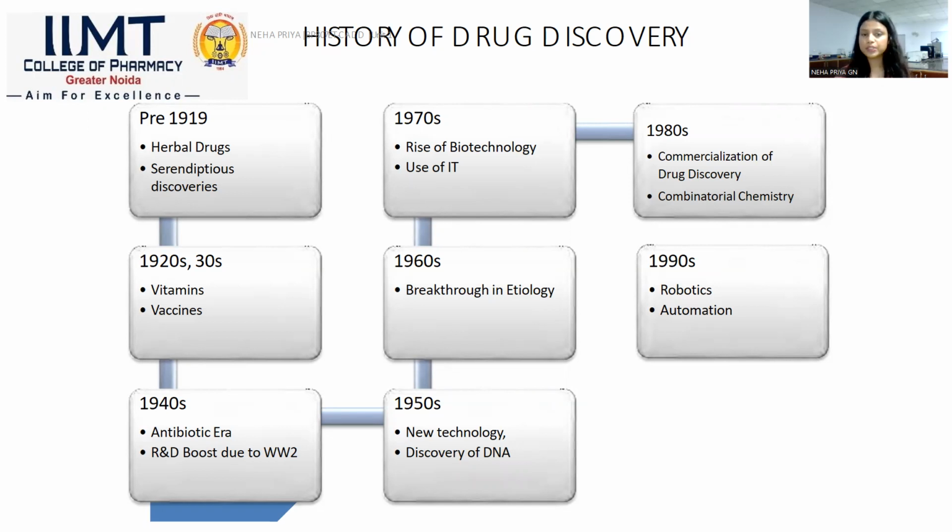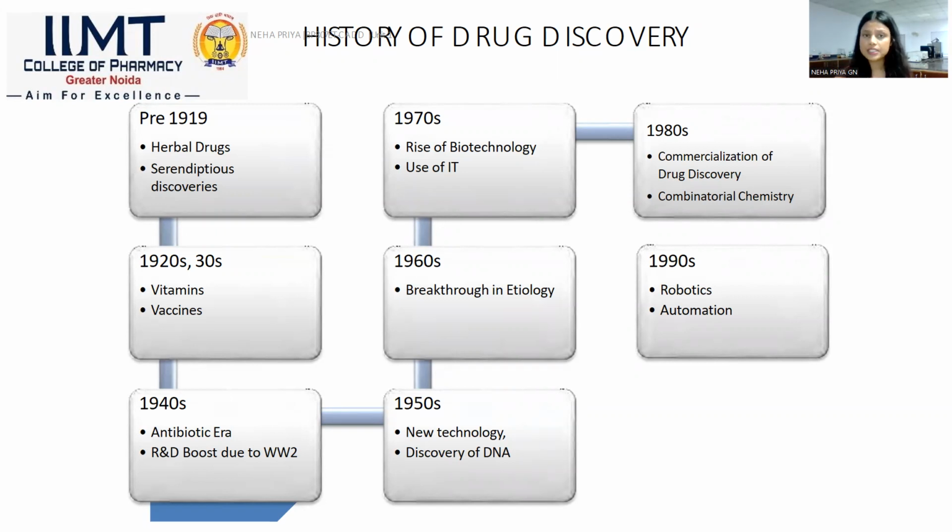Later on, in the 1950s, new technologies and the discovery of DNA came. In the 1960s, there was a breakthrough in etiology. Basically, what does etiology mean? It means that there are conditions like epidemiology, air, environment, host, and the guest. These are all responsible for creating a disease. So we were more towards discovering the etiology of a disease, the etiology of the conditions.